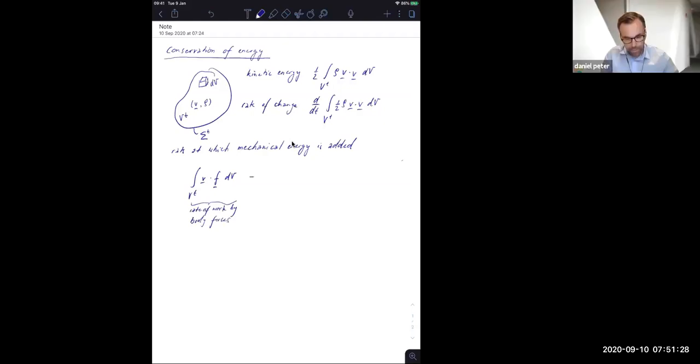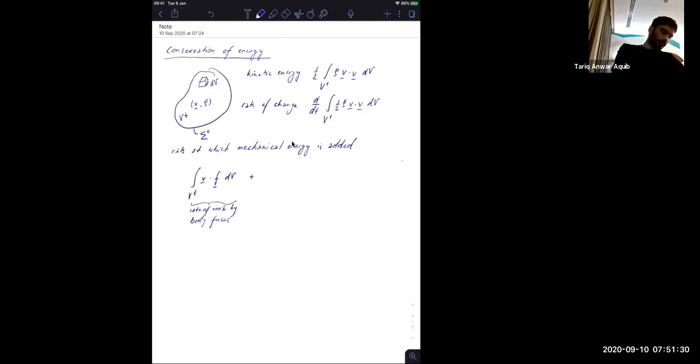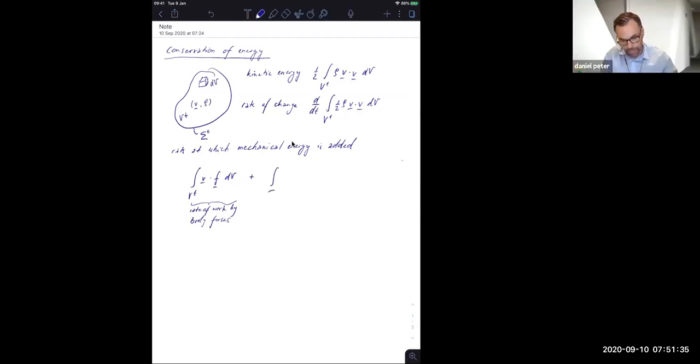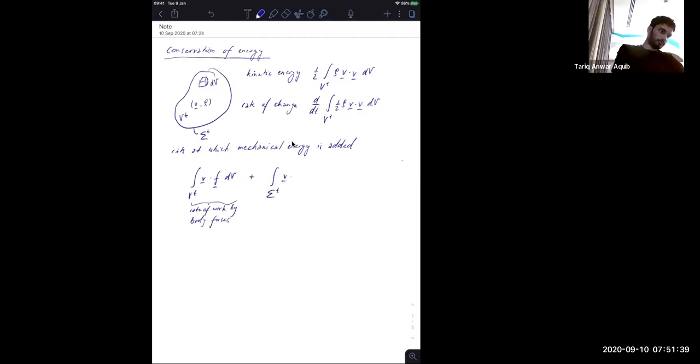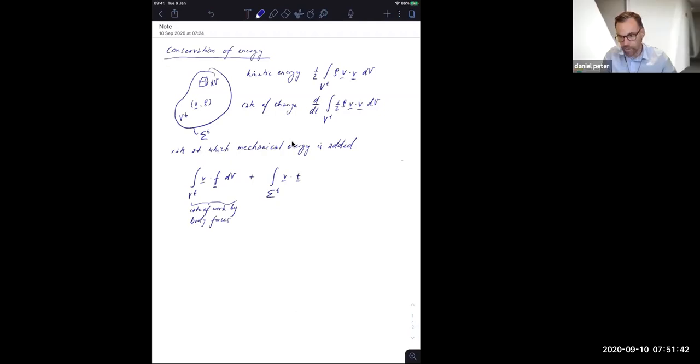Good. And then again, the surface. So the tractions basically, and here we just have v times small t, and small t is the traction.